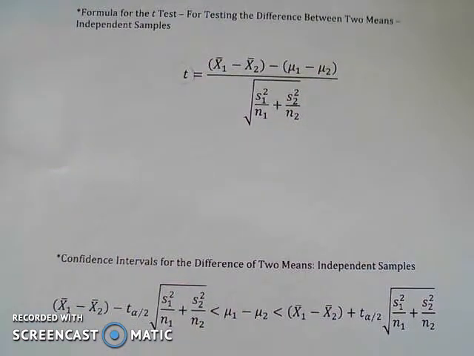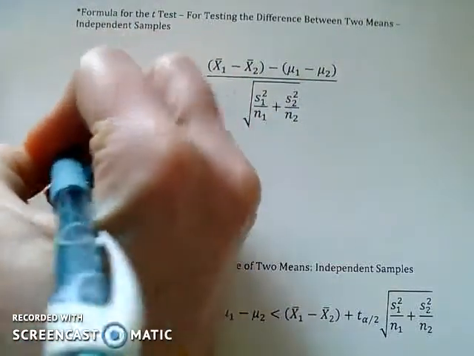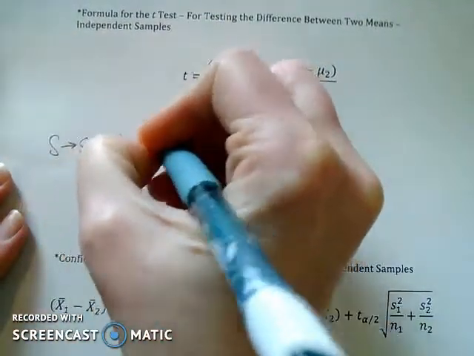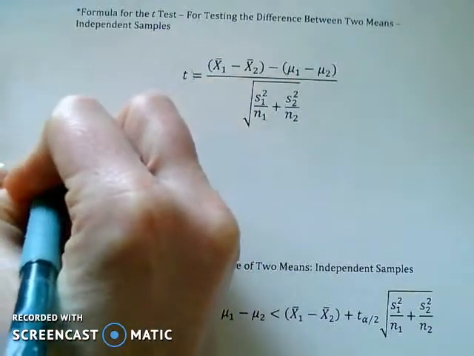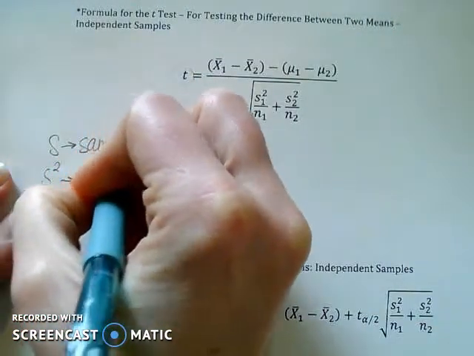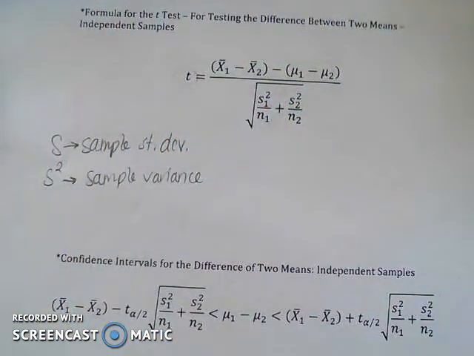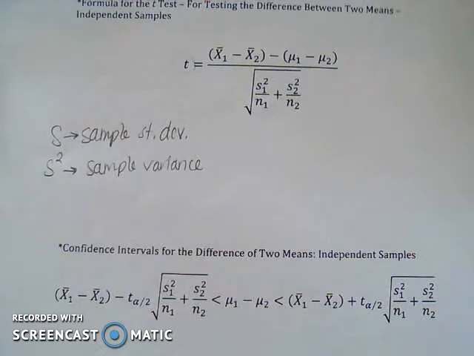Okay, so s is your sample standard deviation. s squared is your sample variance. So if they give you the variance, you do not square it. If they give you the standard deviation, you do have to square it.